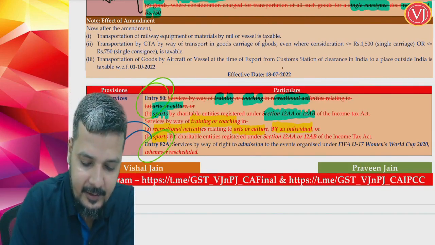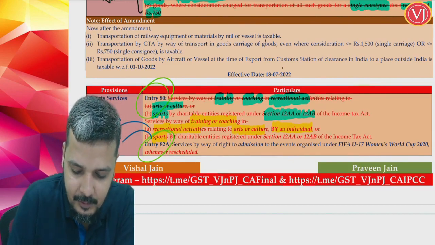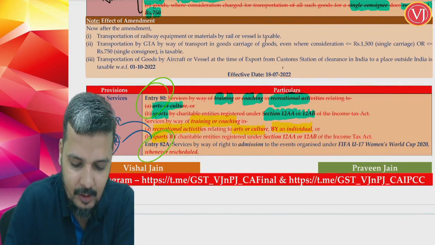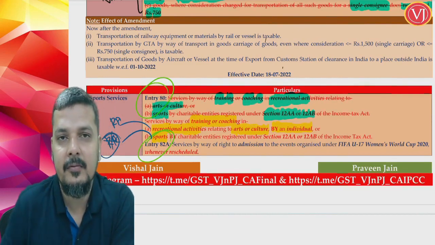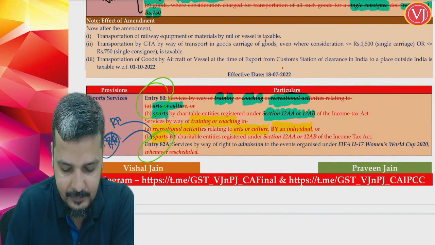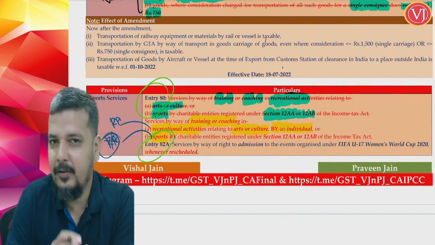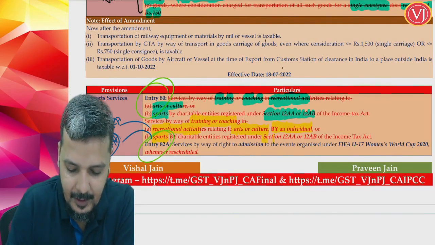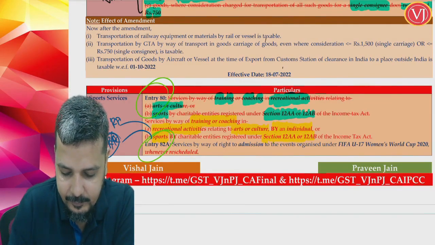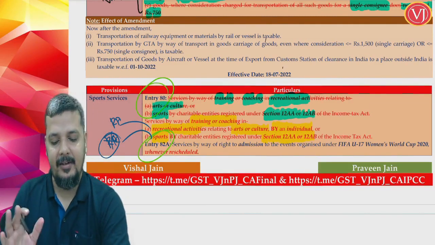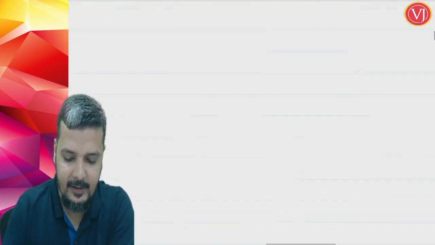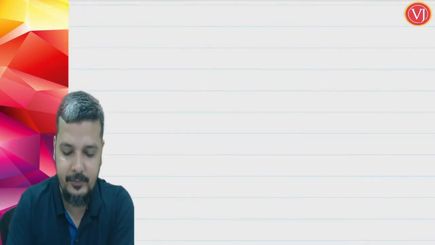Earlier, recreational activities was a common term used for arts, culture, sports. Now, recreational activity is only connected to arts or culture. If it is sports, the reference to recreational activity is removed. Again, if it is by a 12AA or 12AB entity as per your Income Tax Act, it is exempt, otherwise it is taxable.